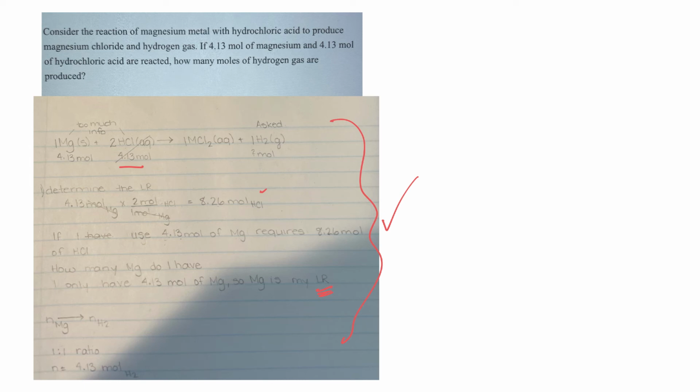So if I have 4.13 moles of magnesium, it requires 8.26 moles of HCl. That's right. But you only have this much. So if you only have that much of HCl, you don't have enough. Therefore, HCl is your limiting reactant. So if HCl is your limiting reactant, then you can do your mole ratio to see how much magnesium it'll react, or it'll need, or it'll take away. This is the case.